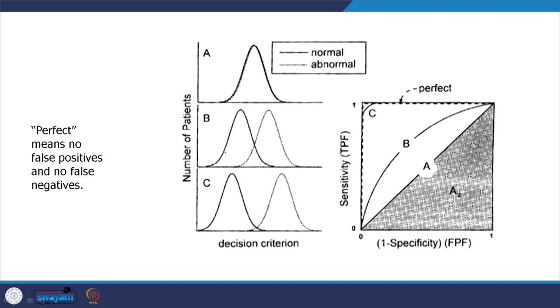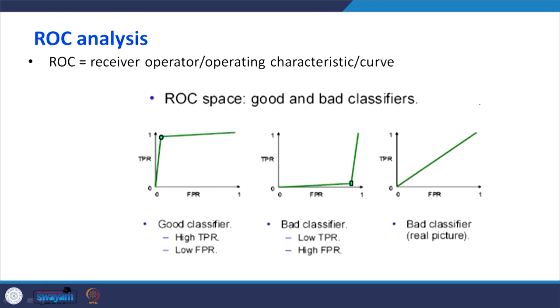There may be a perfect category. Perfect means no false positive and no false negative. So this line has no false positive and no false negative. Look at it, there are different situations.